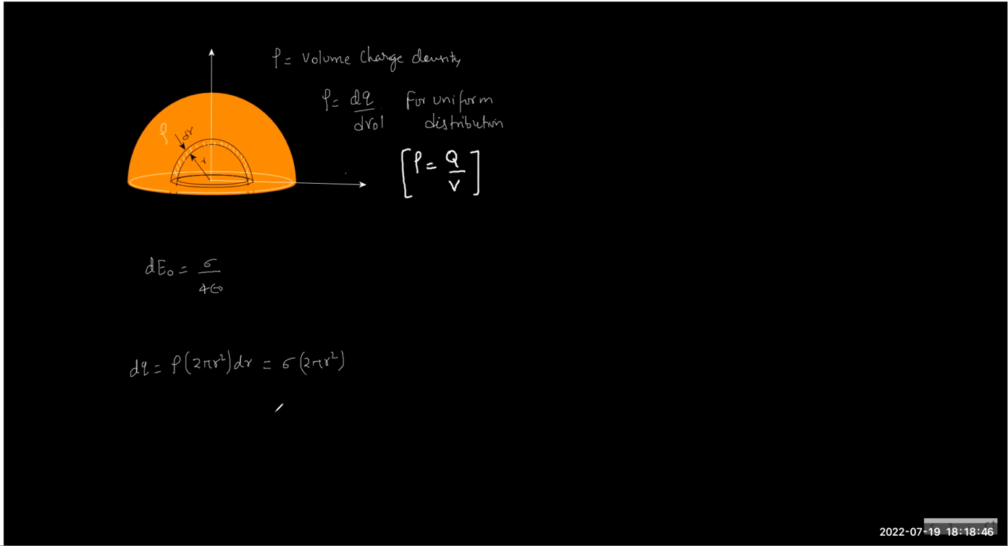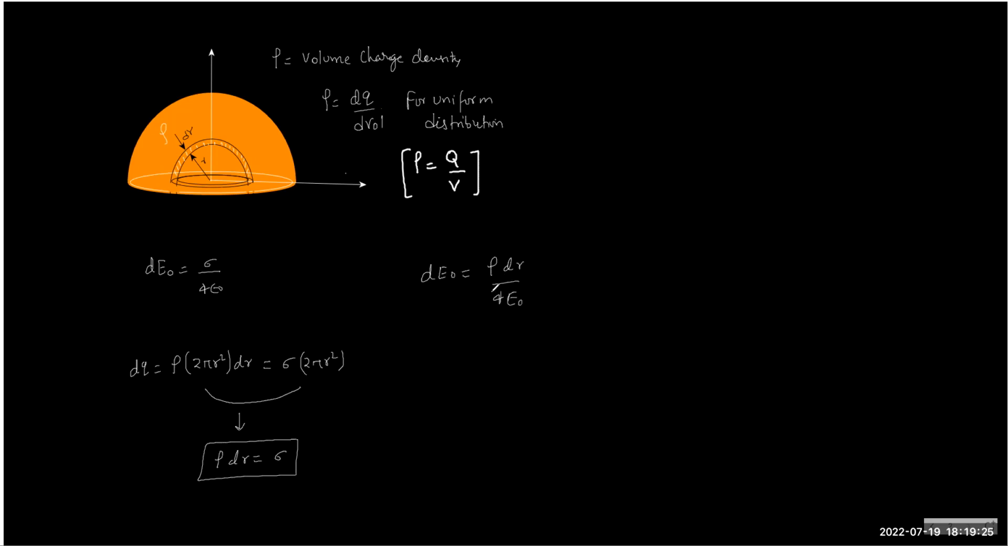So there are two ways in which you can express the answer: one in terms of sigma, other in terms of the equivalent rho. If you compare these two, you can clearly see rho dr is the sigma. Understood? That's very simple. Always remember that rho into thickness is the sigma. So now we can say dE naught equals rho dr upon 4 epsilon naught.